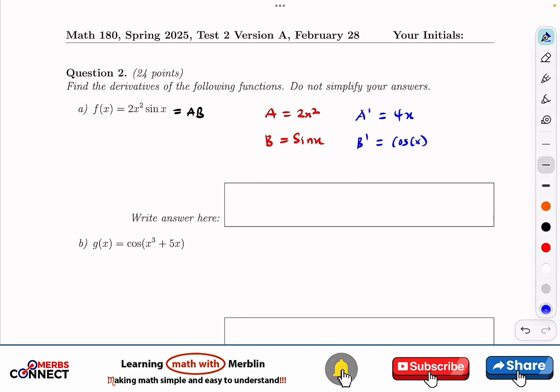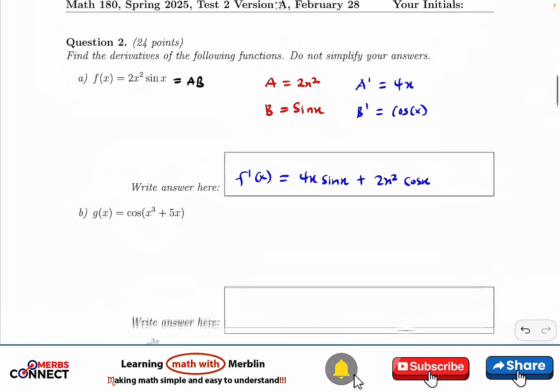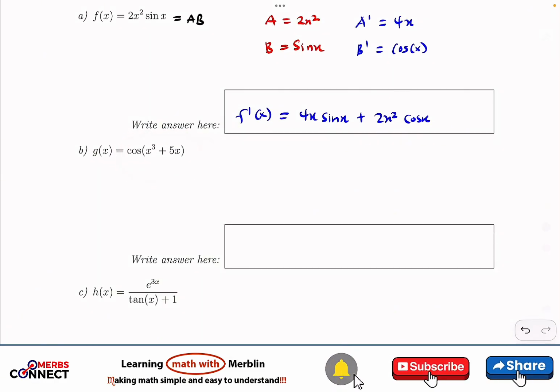So our final result is going to be here. F prime of x will be equal to 4x sine x plus 2x squared cos x. So I multiply this to this, and then I multiply this to this. So that is the product rule, very simple from there. Now let's look at this one. This is the chain rule.